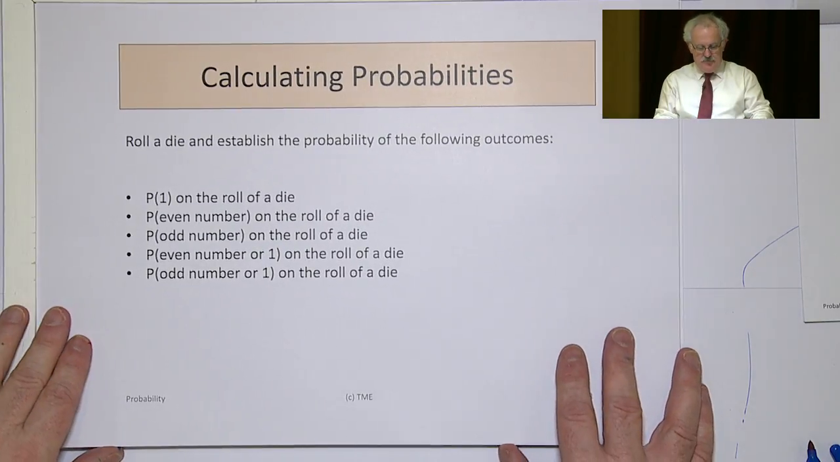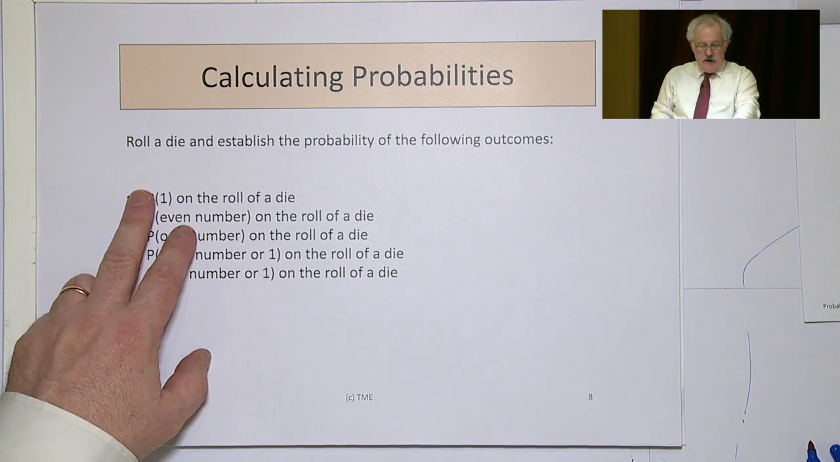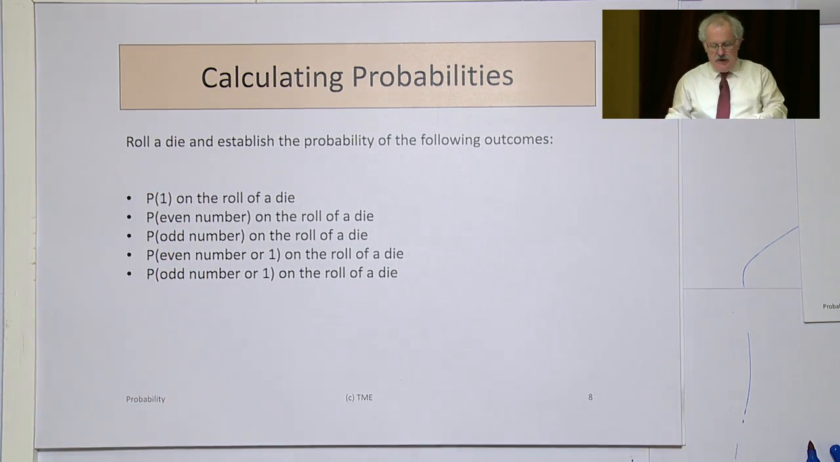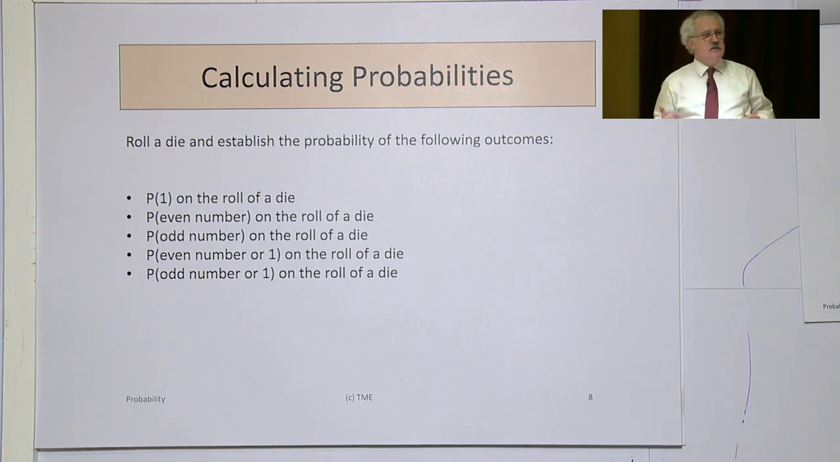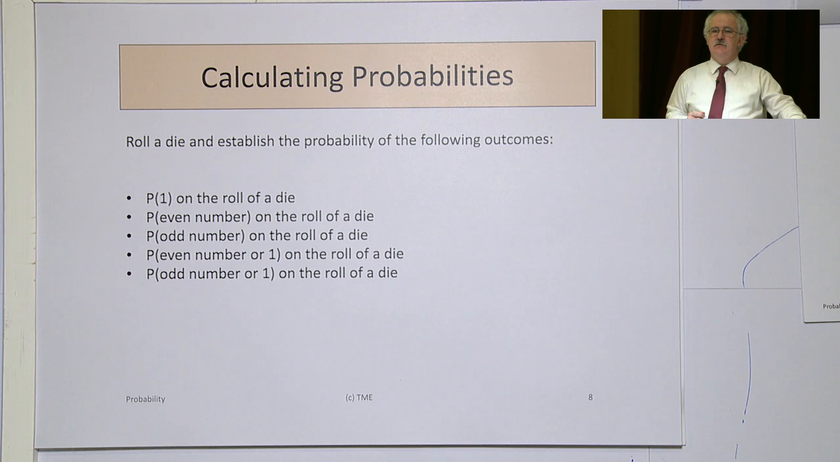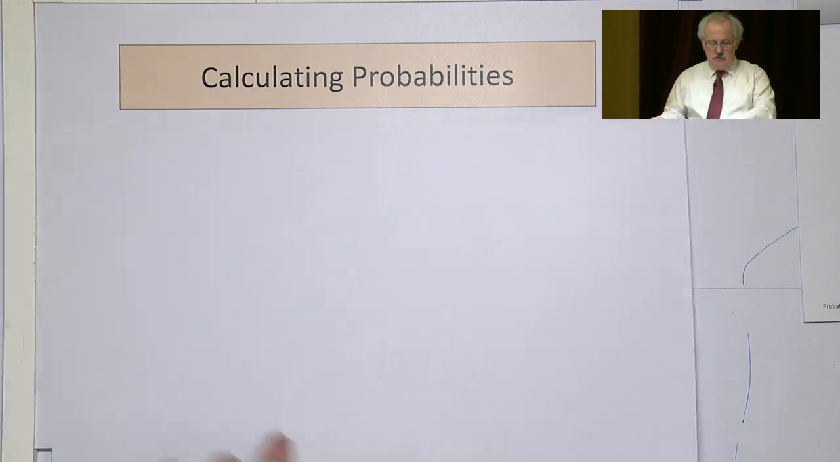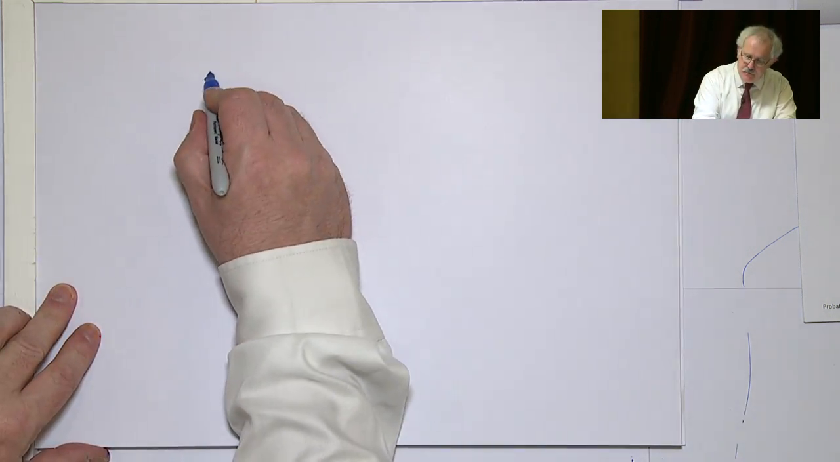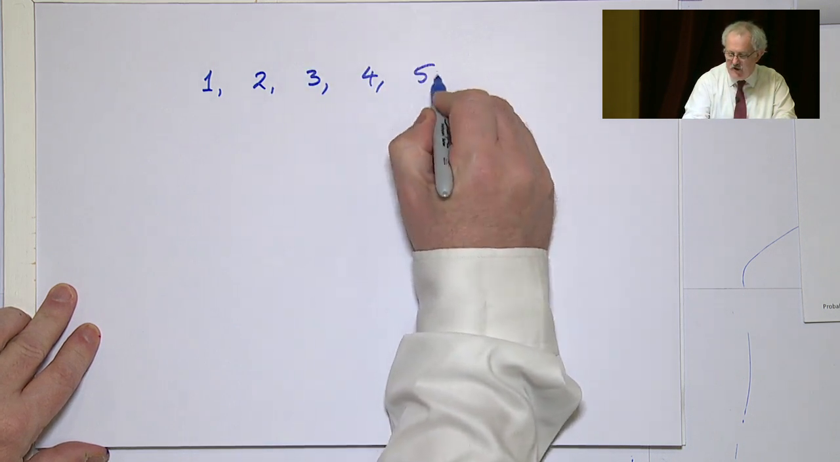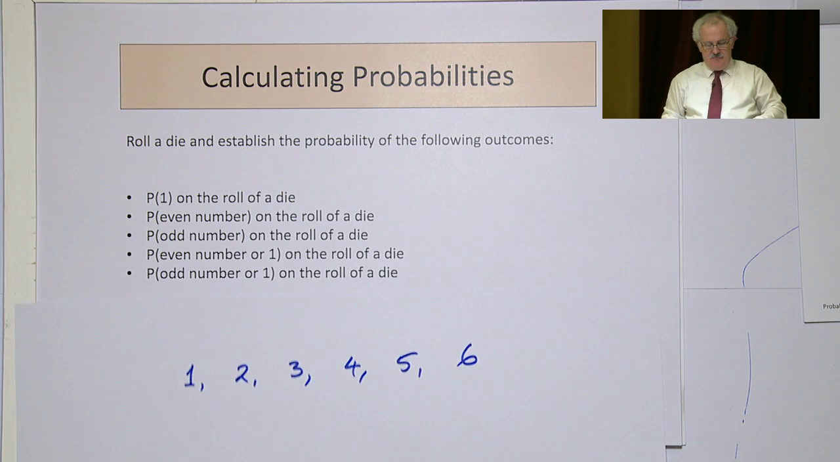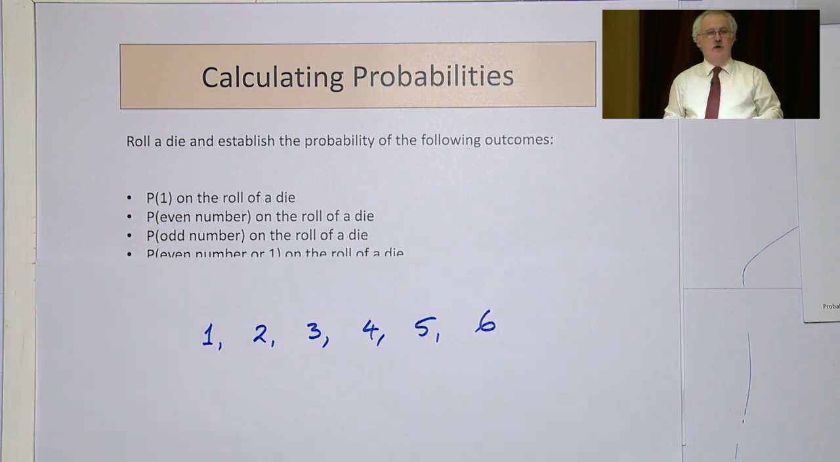Calculating probability. Roll a die and establish the probability of the following outcomes. Well, what are the outcomes first? What's the sample space for the die? What do we say that was? The outcomes that could possibly happen with the die? 1, 2, 3, 4, 5, and 6. So first question, what's the probability of a 1?